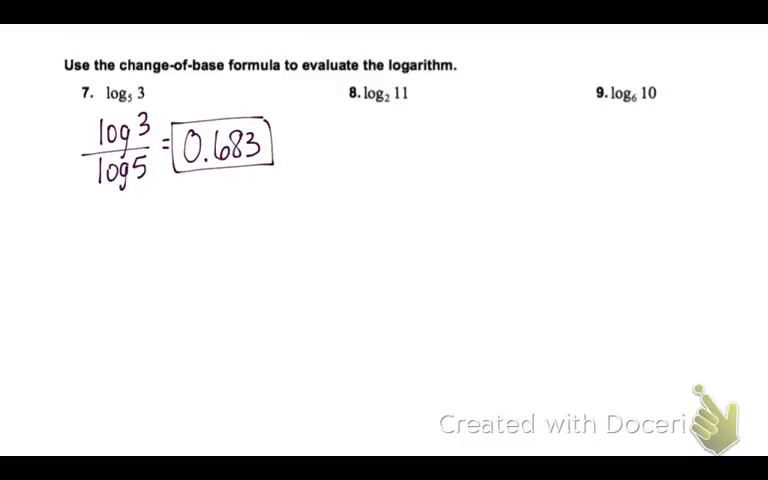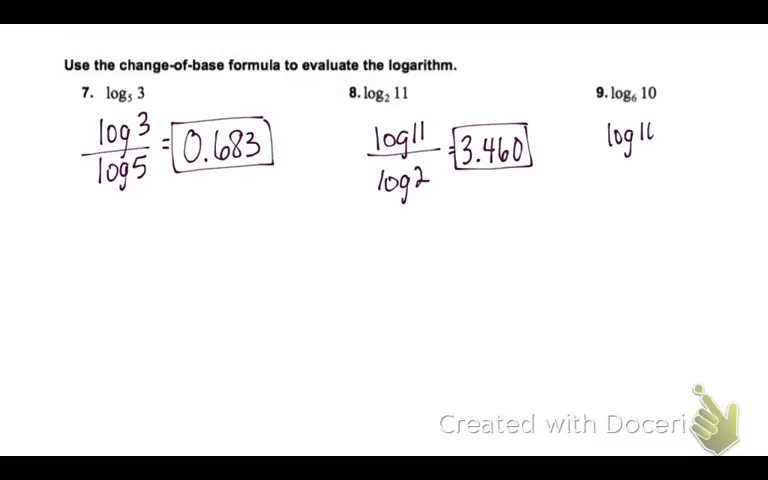Okay, next one, 11 is higher than 2, so log of 11 over log of 2. Put it in your calculator, and you get 3.460. Last one, 10 is higher than 6, so it's going to be log of 10 divided by log of 6. We get 1.285. Please make sure that you know how to enter these in your calculator. These will be easy problems on the test, assuming that you know how to enter these in your calculator.